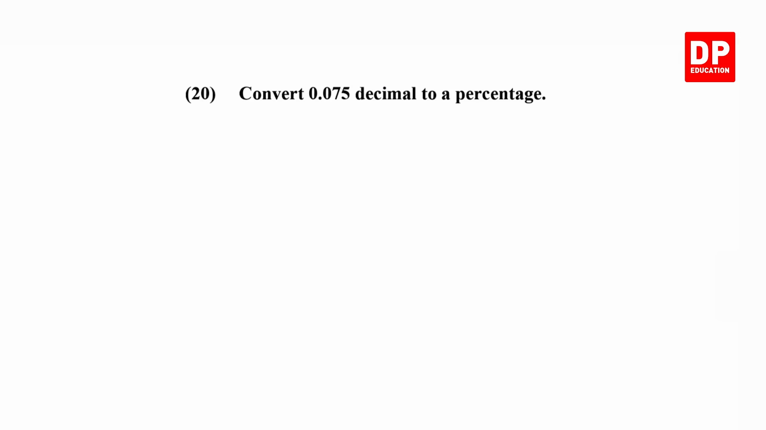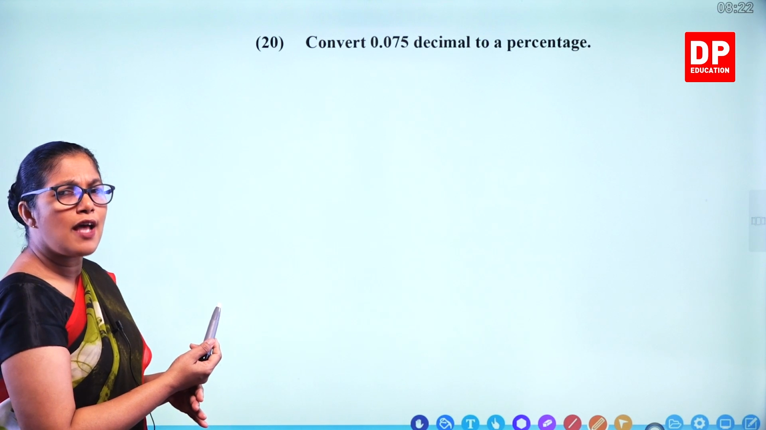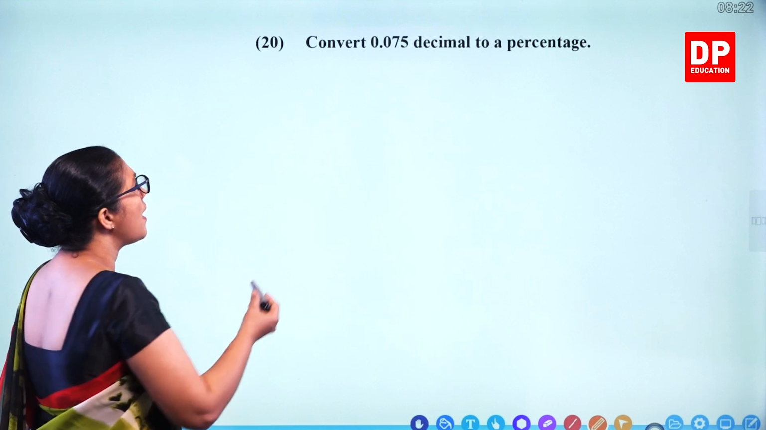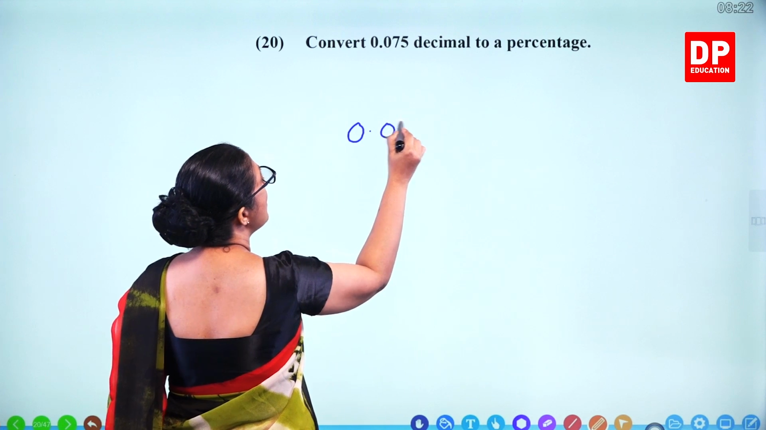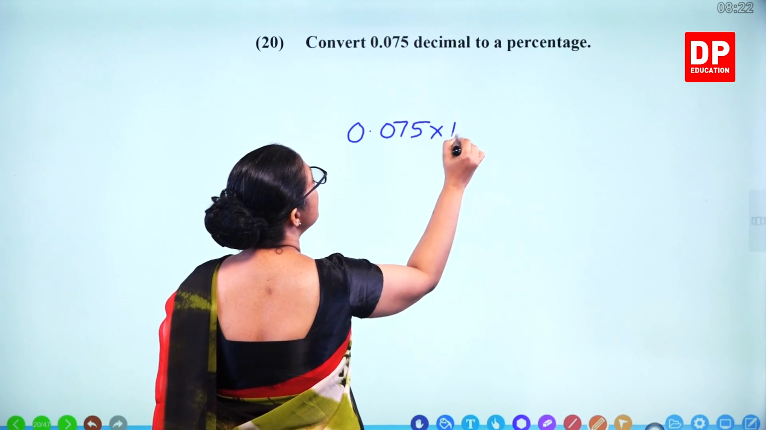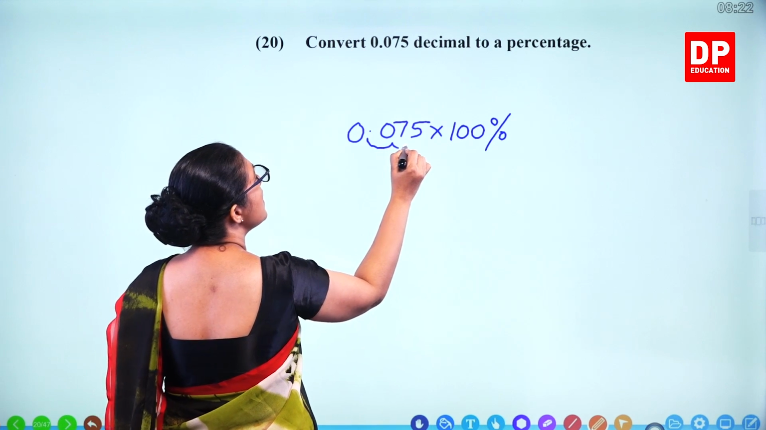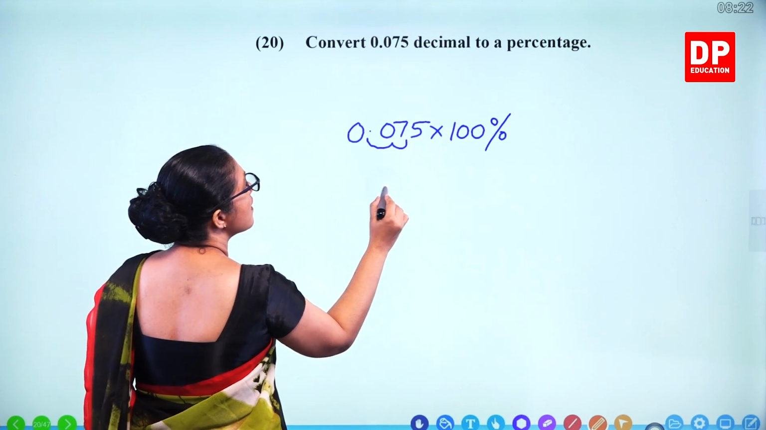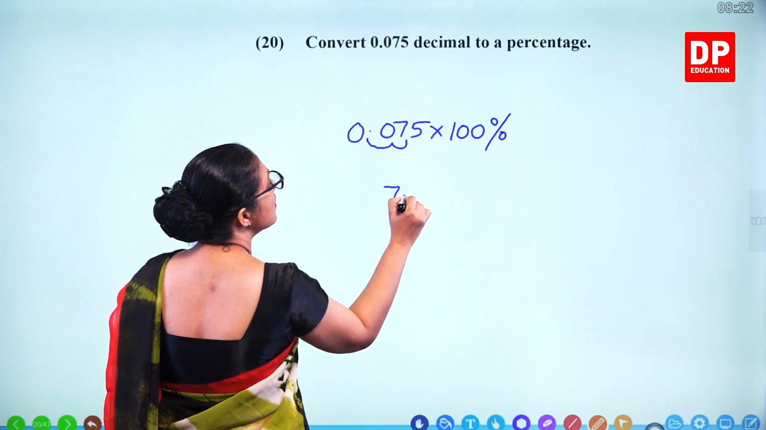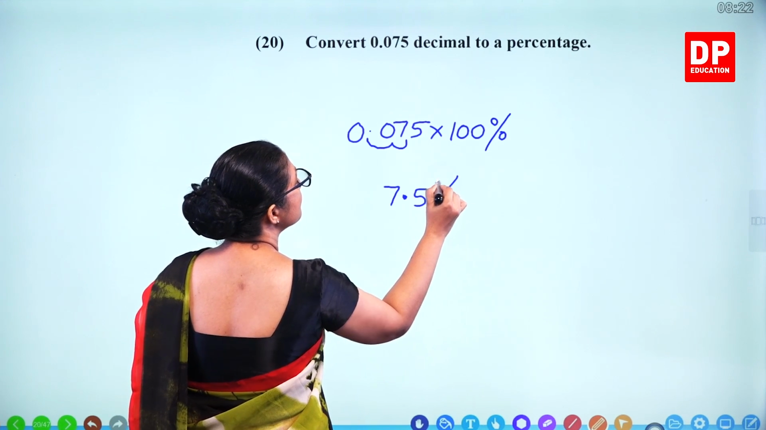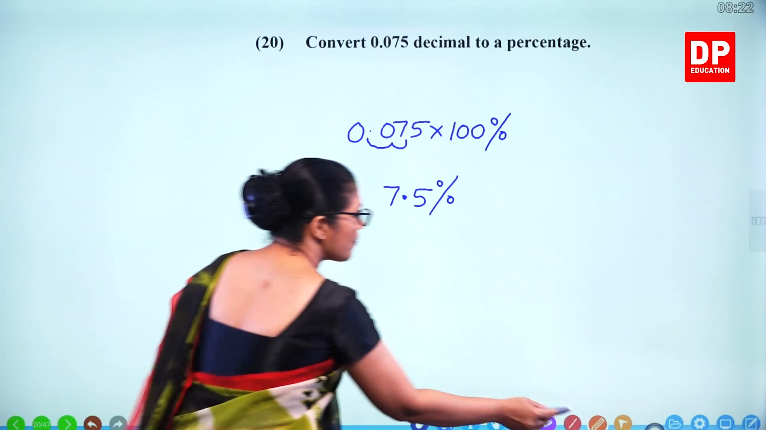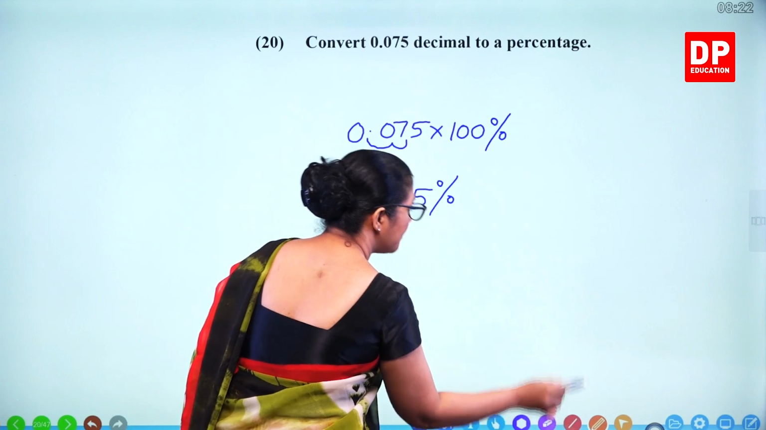Question number 20. Convert 0.075 decimal to a percentage. Whatever the fraction or decimal, how do you convert? Multiply this by 100. So when you are multiplying this by 100, it's 100%. You move the decimal place 2 places to the right. 7.5%. 2 marks for that.